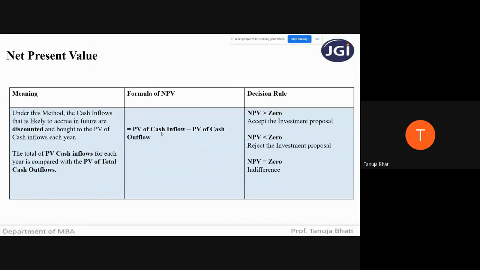Now, here PV of cash inflow is very simple, no students. After 2 years, if you're getting 20,000, how will you bring it to the present value? You will use a discounting rate. You will use the discounting technique, not the compounding technique. Compounding technique is to find the future value. But if you want to find the present value, you will use the discounting technique, using the discount rate.